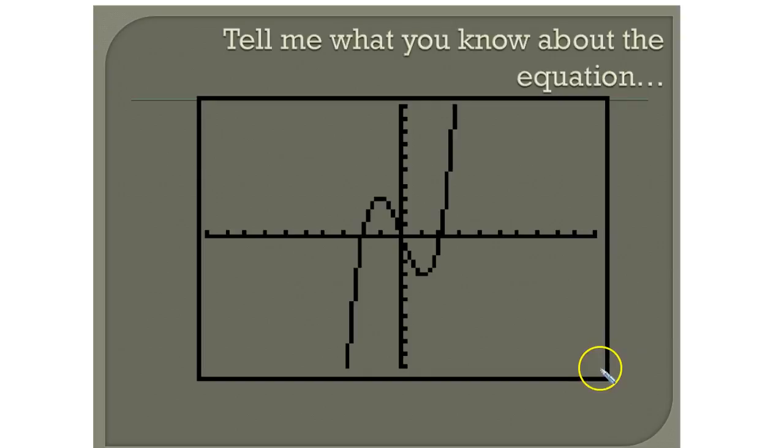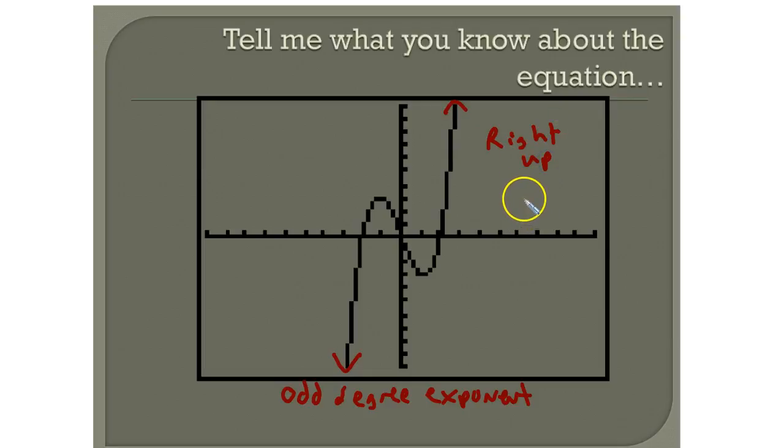So let's look at this graph and see if we can figure out what we know about the equation. This is kind of like what we were just talking about in reverse. Well, first off, do you see that one arrow is up and one is down? They're in different directions. So what does that tell us about the degree? That it's odd. Since the right side is up, what does that tell us about the leading coefficient? It tells us that the leading coefficient is positive. We know these two things just by looking at the picture and using the end behavior.